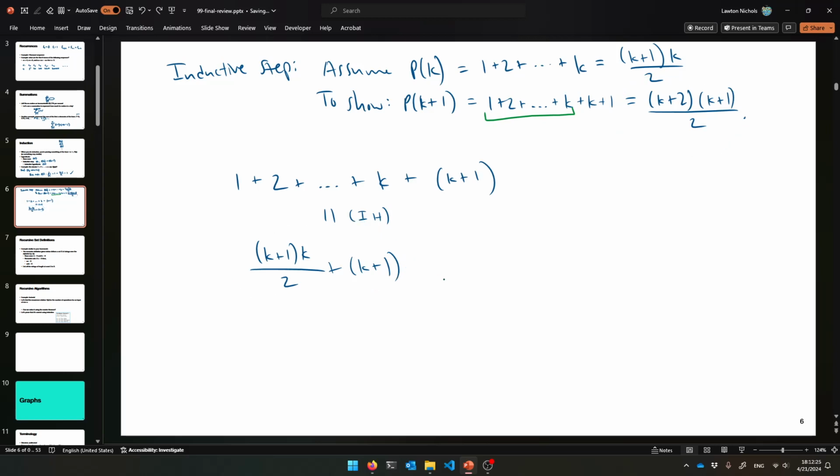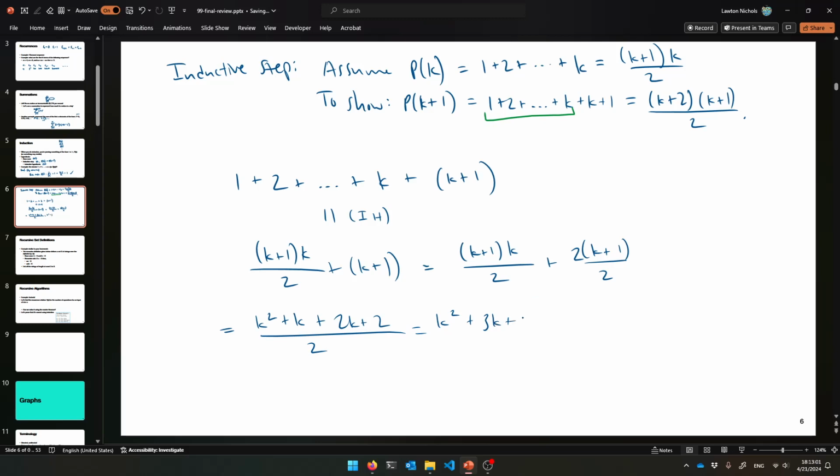So let's take a common denominator here. I guess over 2 is the right one. So this is equal to k plus 1 times k over 2, plus k plus 1 times 2 over 2, because we want it to be the same. And now we have a common denominator. We can bring everybody over and multiply this out as k squared plus k, plus 2k plus 2, all that over 2. And that is equal to k squared plus 3k plus 2, all over 2.